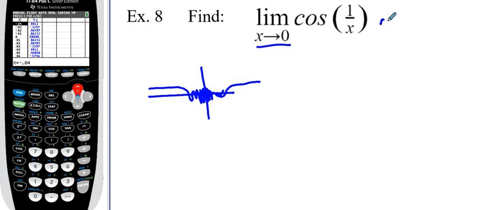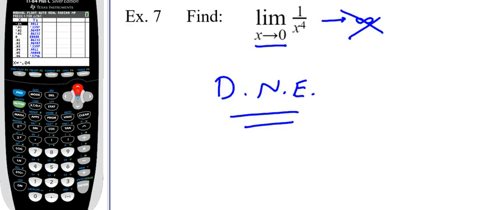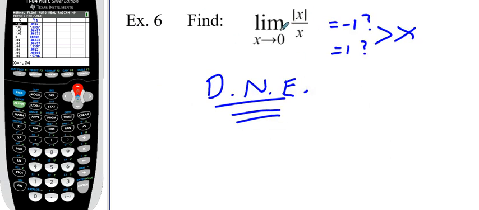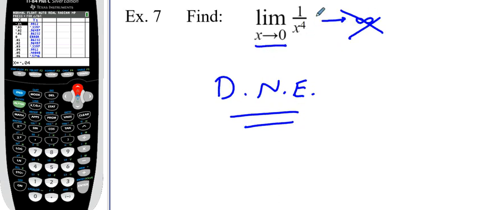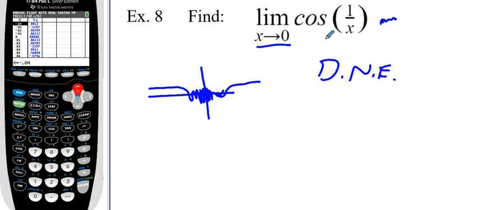This just goes up and down so fast you can't tell what it approaches. So once again, you say the limit does not exist. So there are 3 cases where it doesn't exist. 1, if your graph approaches 2 different values, one from the left, one from the right. 2, if your graph gets infinitely big or infinitely small. And 3, if there's just infinite variation. It goes up and down so fast you can't tell what it approaches.